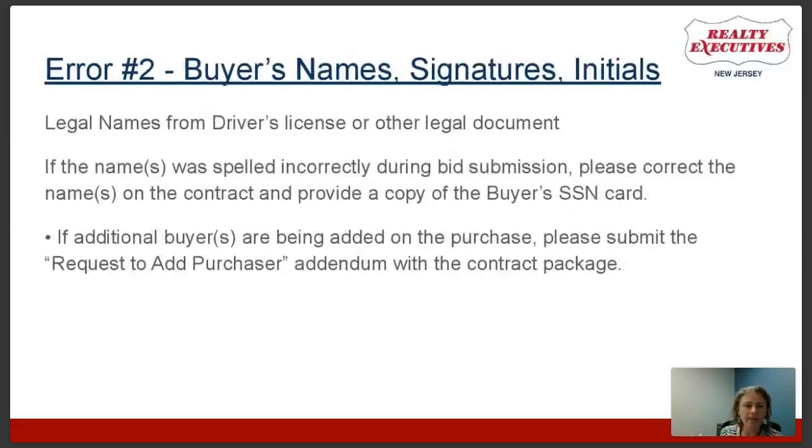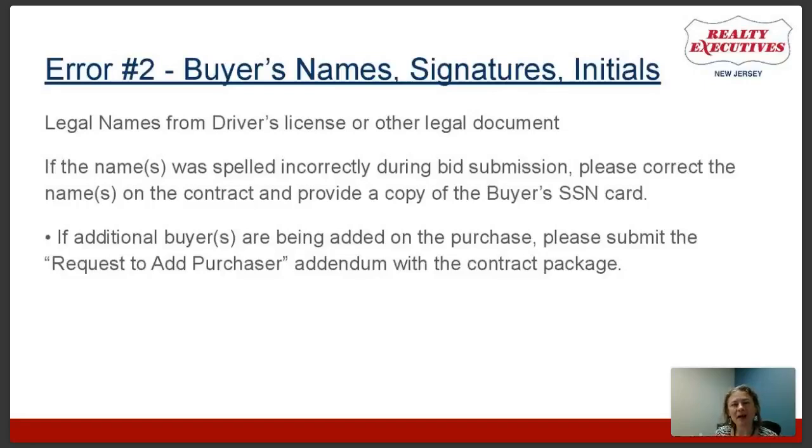Error number 2, buyer's names, signatures, and initials. It is so important to make sure that we obtain the legal name of the buyers, the purchasers, from either their driver's license or other legal document. If somebody goes by one name, but the names do not match on the contract, that contract may be totally eliminated. If the names are misspelled, they can be corrected, but we also need to get the buyer's social security card. So it is very important to avoid any problems.